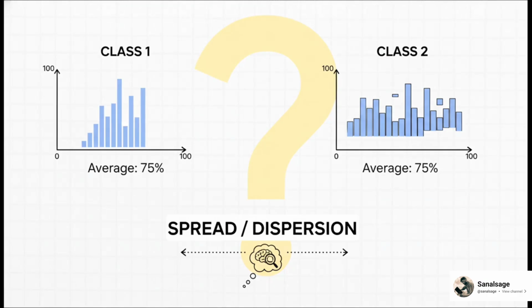You could have 2 classes that both have the exact same average test score, let's say 75%. But what if in one class, every single student scored between a 70 and an 80? And in the other class, the scores were all over the map, from 40s to 100s. The average alone doesn't tell you that story. That's why we have to measure the spread.